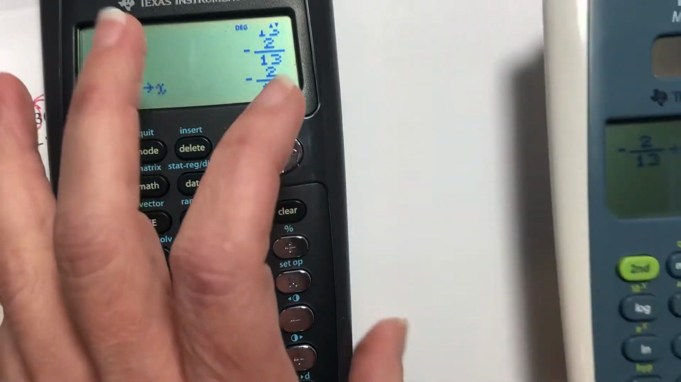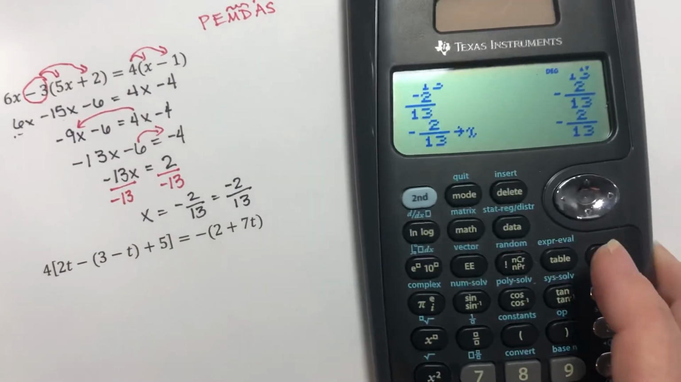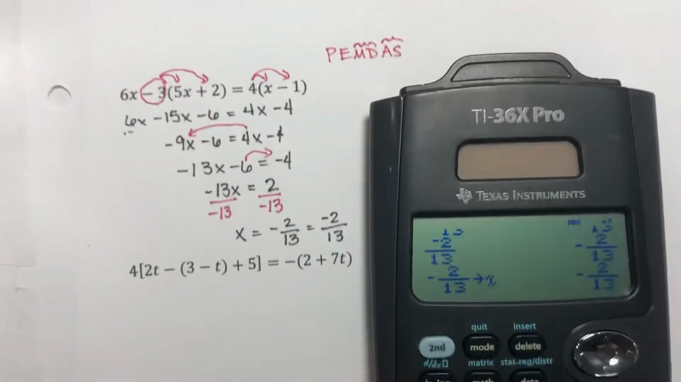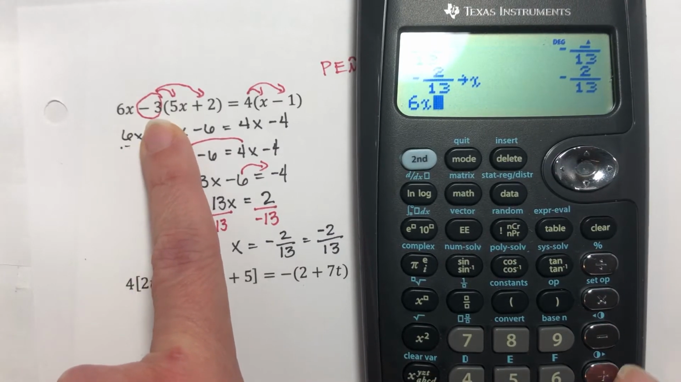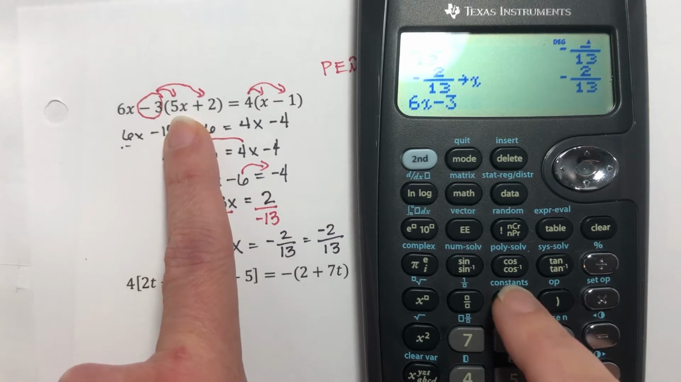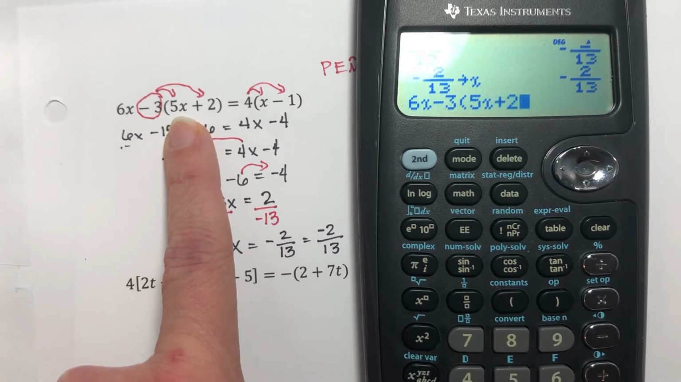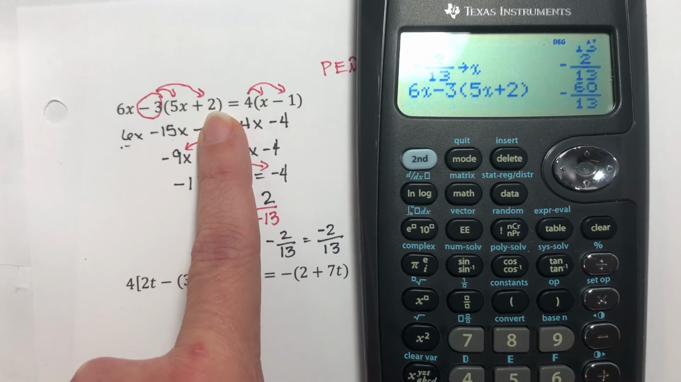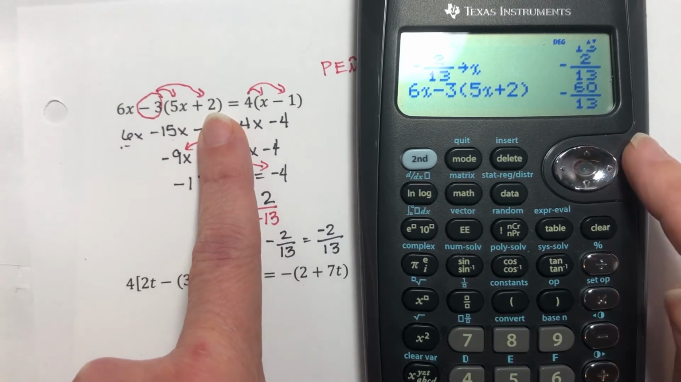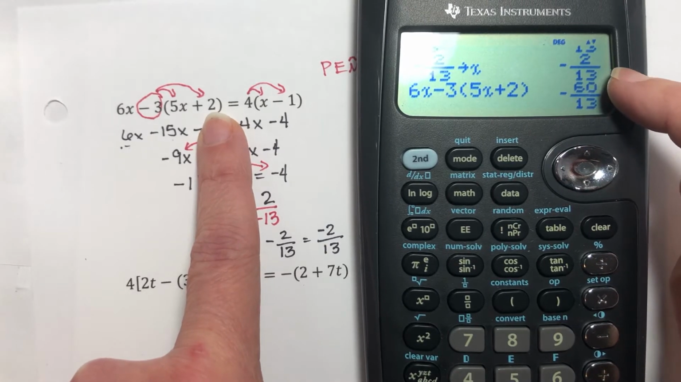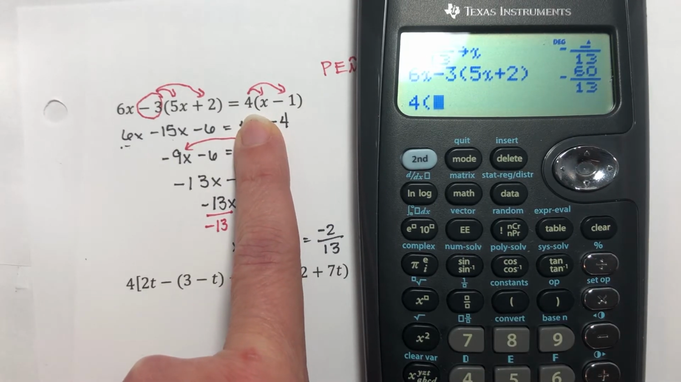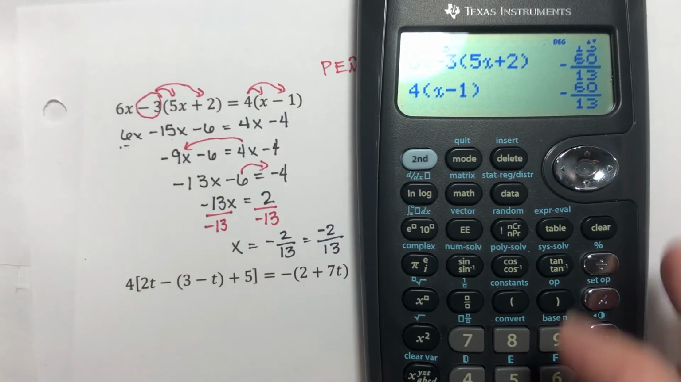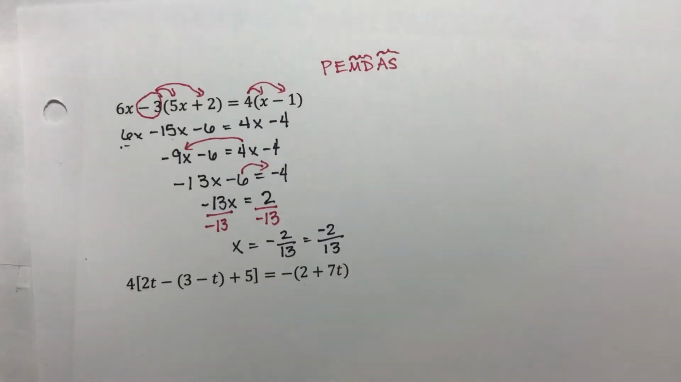Now I'm just going to check it using this one, but it works the same way on both because your parentheses and everything are in the same place. So let's enter this exactly as it is: 6x minus 3, open parentheses, 5x plus 2, close parentheses, and that gives me the answer of -60 over 13. It doesn't matter how ugly that is. If I plug in -2/13 on the other side, I should get this same ugly fraction. So let's try that: 4 times x minus 1, close parentheses. I should get the same thing. And I do, so it's a correct answer. The answer for this one is negative 2 over 13.